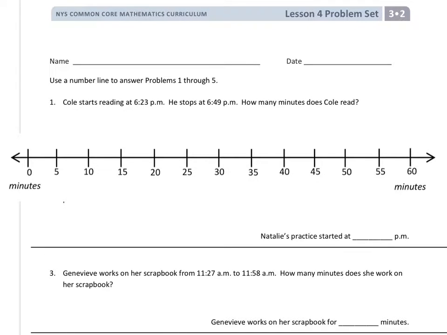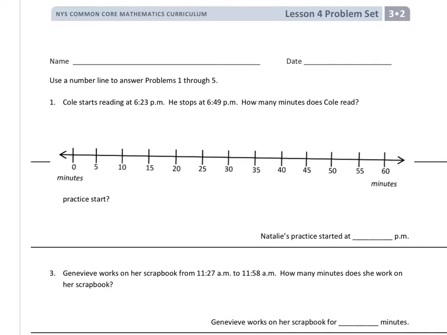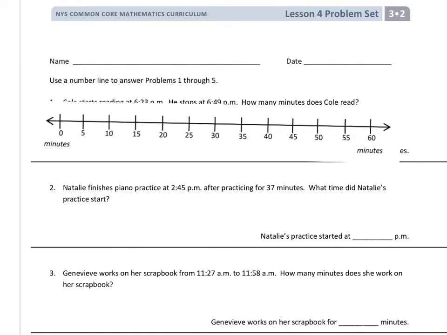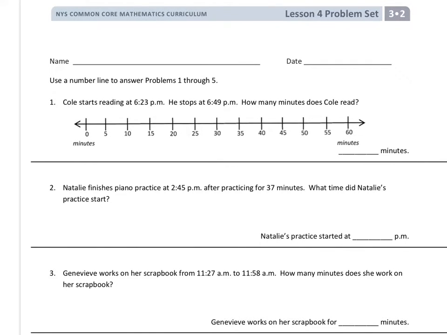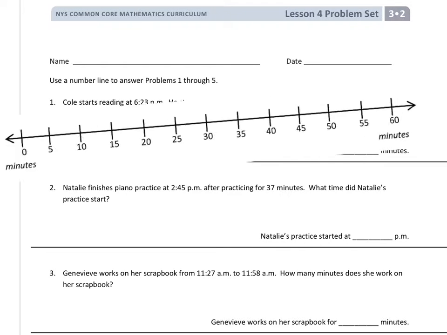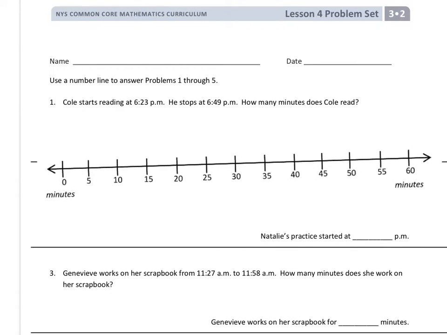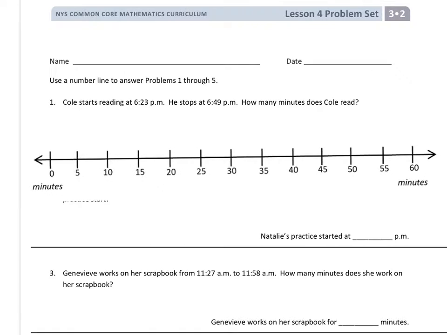Okay, I'm going to make it a little bit smaller here so I can write on it and so that it fits in my problem. Actually, I'm going to leave it bigger and then I can make it smaller after I write on it. Okay, so my problem says that Cole starts reading at 6:23 p.m. He stops at 6:49 p.m. How many minutes does Cole read?